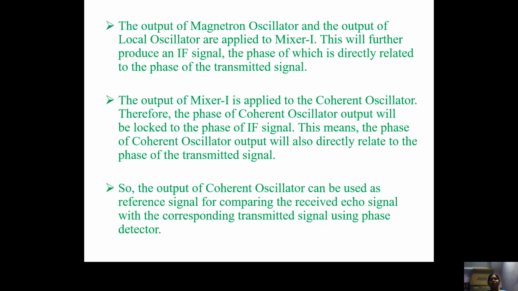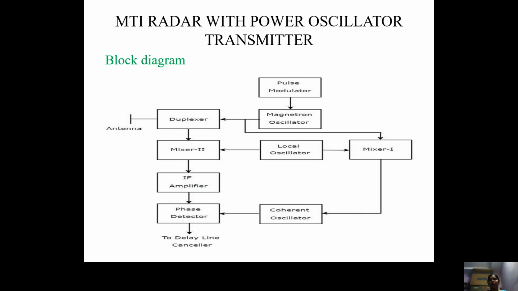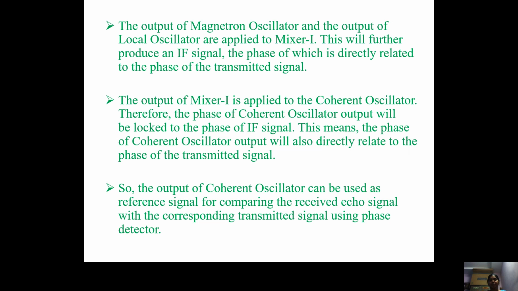If you see the operation here, the output of the magnetron oscillator and the output of the local oscillator are applied to mixer 1. This further produces an IF signal which is in the same phase as the transmitted signal. The output of mixer 1 is applied to the coherent oscillator, which is locked with the phase of the intermediate frequency signal. So the phase of the coherent oscillator output will be directly related to the phase of the transmitted signal. There is no phase shift change here.